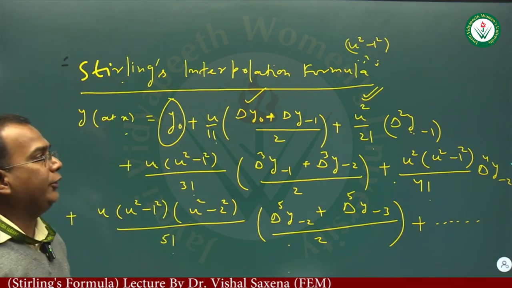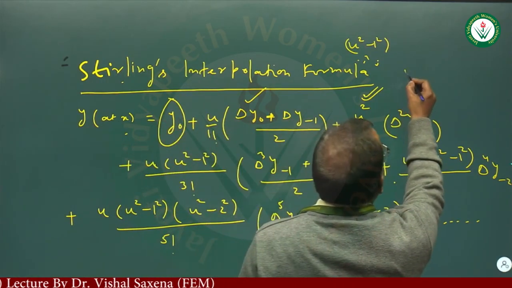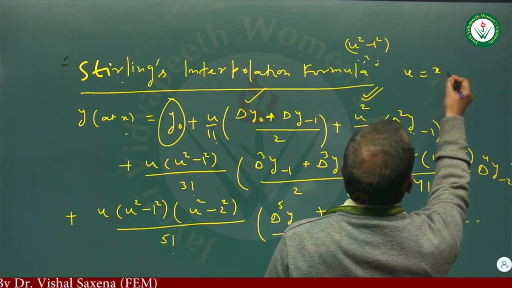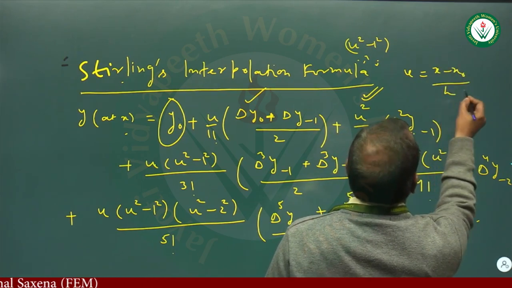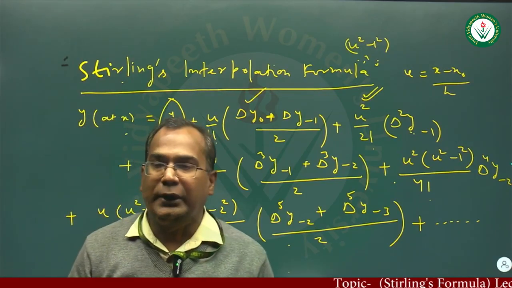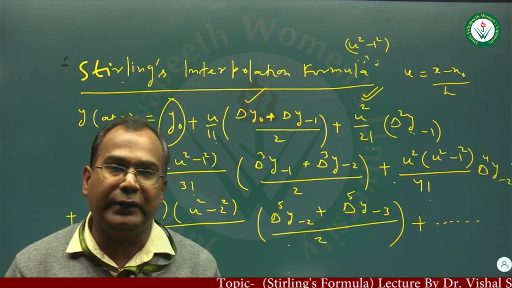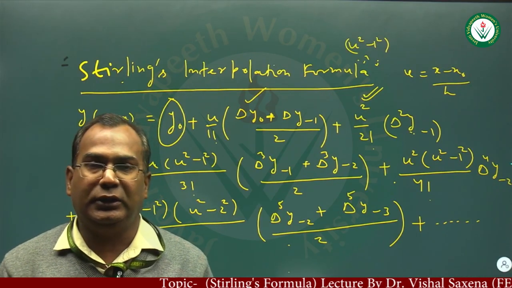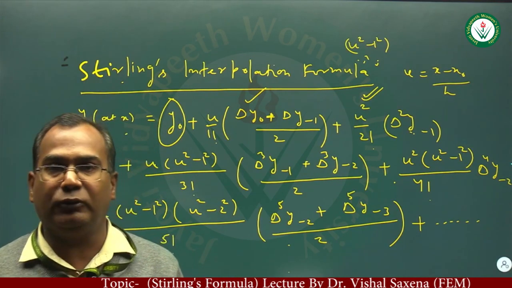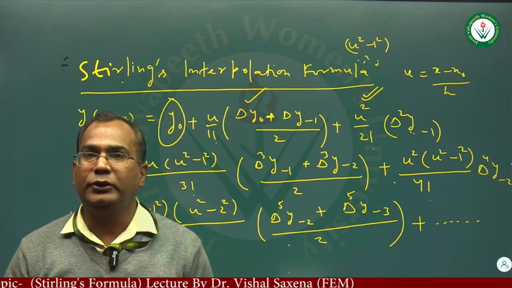One important point: what is u there? u is equal to x minus x naught upon h. And x means the variable, the value of x at which the function y is to be interpolated, meaning the value of y is to be determined.